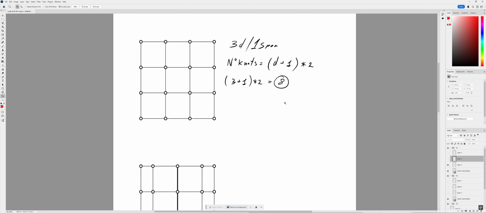So if you plug in the values, 3 degrees plus 1 multiplied by 2 equals 8. What does this number 8 mean? Well, it means how many values we will have in our knot vector. We have two knot vectors for every surface, one for the U direction and another one for the V direction. They are identical, but you need both to form a grid, as I mentioned a minute ago.